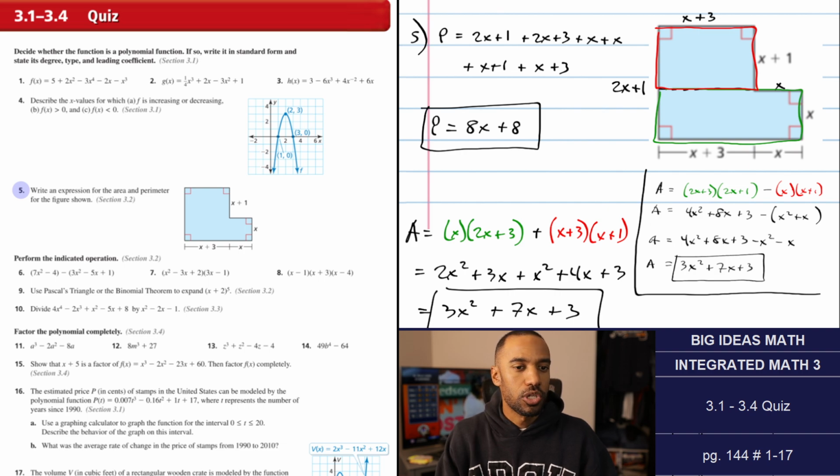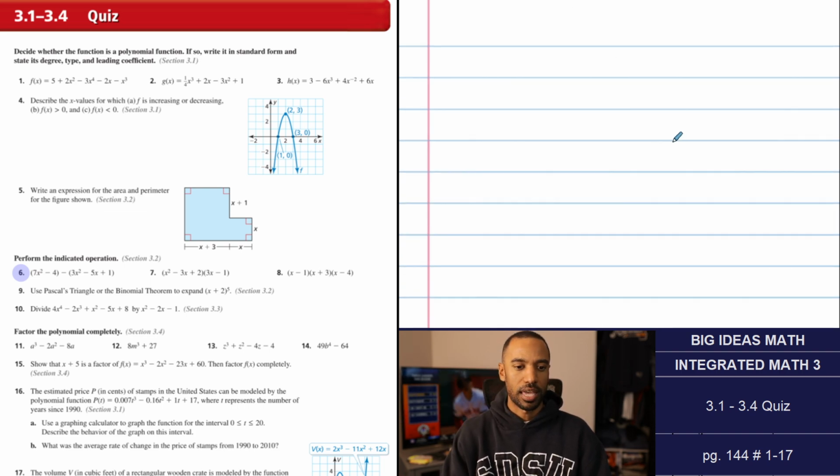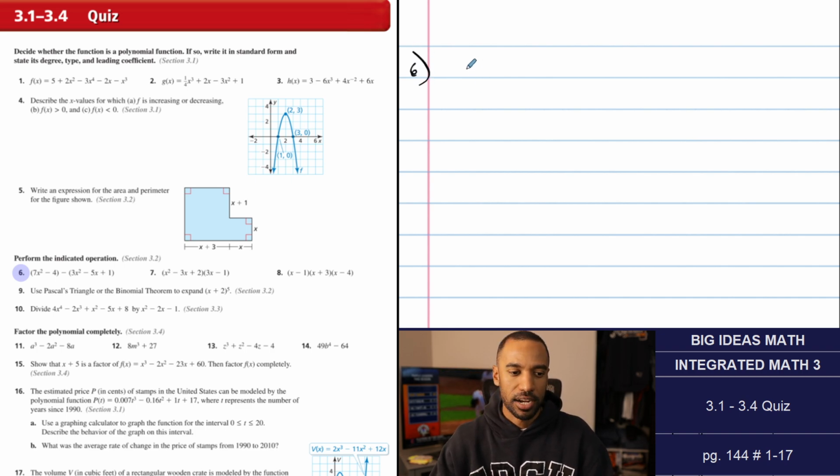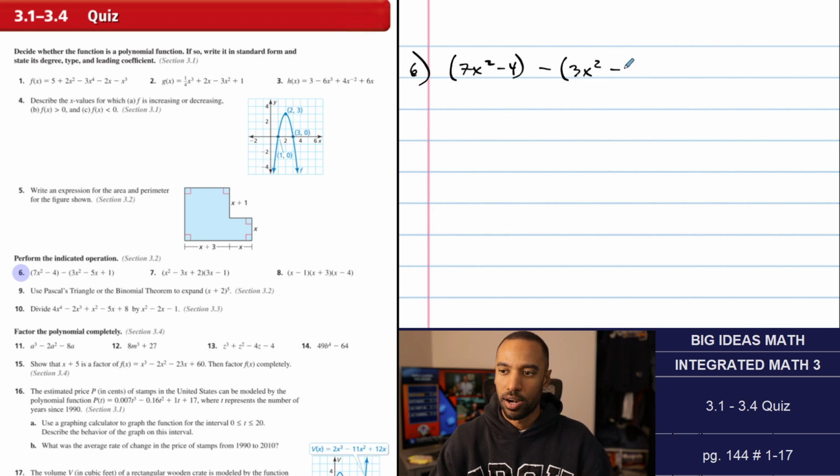Okay, let's go to number 6. 6 through 8. Perform the indicated operation. This is still a part of section 3.2. We look at subtraction, multiplication, and another multiplication. Now on number 6 with the subtraction, again, very IM2 based things that we had done. We are subtracting one quantity from the other quantity. Now these quantities are wrapped around parentheses. The leftmost quantity has really no effect if I remove them.